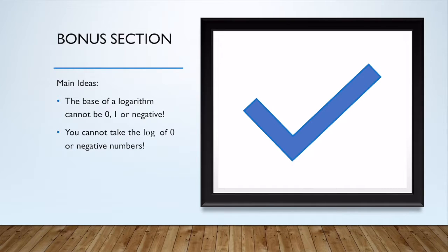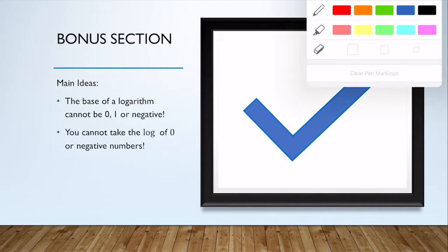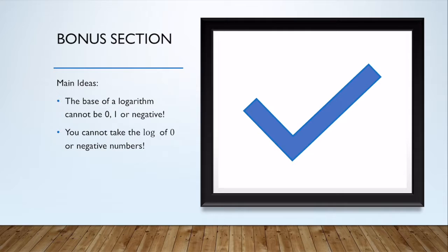This next section is a bonus section, and it wasn't included in your book, but I find it's really helpful. So I've been saying this entire time that a had to be greater than 1. It couldn't be negative, right? The base of our logarithm couldn't be 0, 1, or negative. So we're going to talk about why that is. We're also going to talk about why you can't take the log of 0 or of negative numbers. So this is a little bonus section I hope you enjoy. I had fun putting it together.